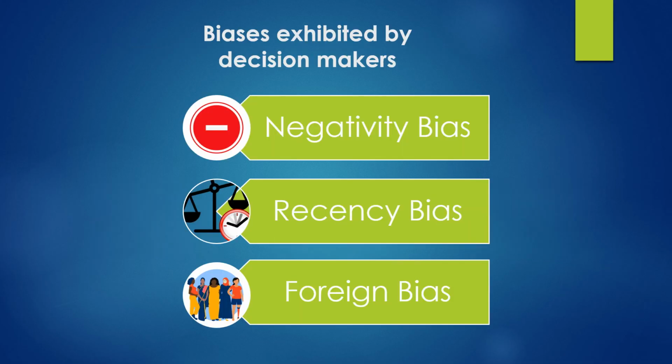While determining performance impacts, we have taken into consideration the following biases exhibited by decision makers or stakeholders. Negativity bias, which weights negative CSR reputation more heavily than neutral or positive. Recency bias, which weights the present CSR reputation more heavily than the past. And foreign bias, that is, foreign firms suffer unfamiliarity, discrimination, and relational hazards, which negatively affect their performance and CSR reputation.